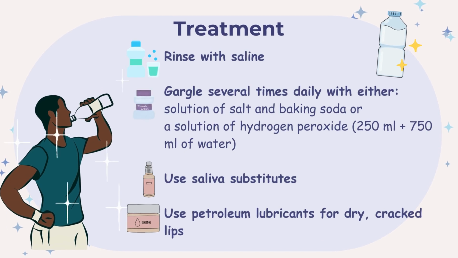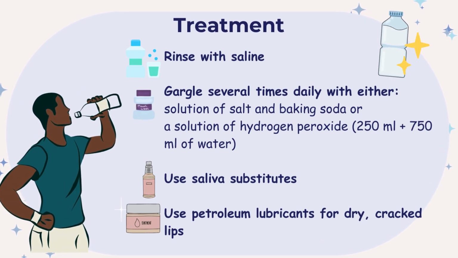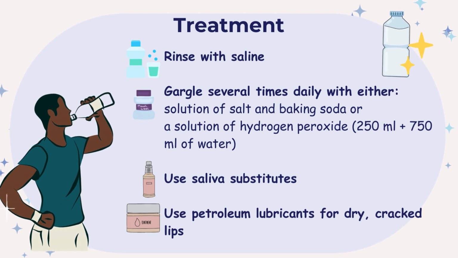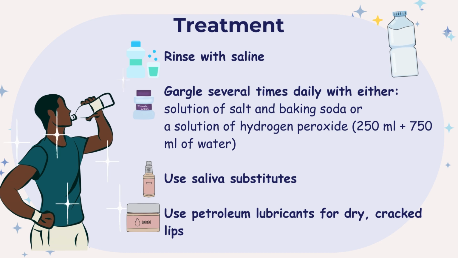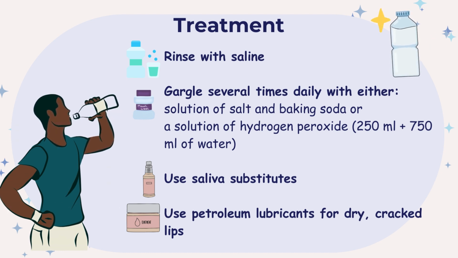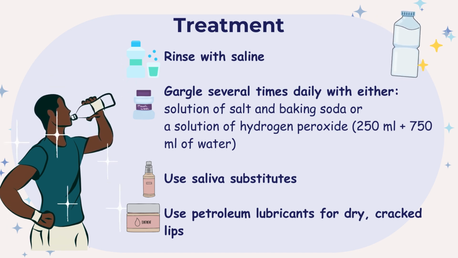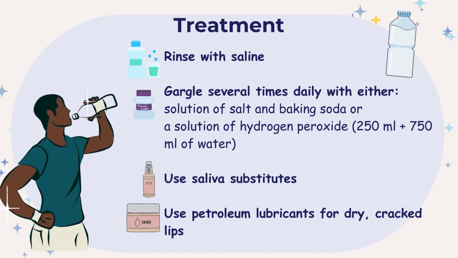Treat dry mouth if it occurs by taking these measures. Rinse with saline. Gargle several times daily with either a weak solution of salt and baking soda that we previously mentioned, or a dilute solution of hydrogen peroxide. You can prepare hydrogen peroxide solution by adding 250 ml of hydrogen peroxide to 750 ml of water. This regimen can refresh the mouth as well as loosen thick secretions. The use of commercially available saliva substitutes can also be helpful.